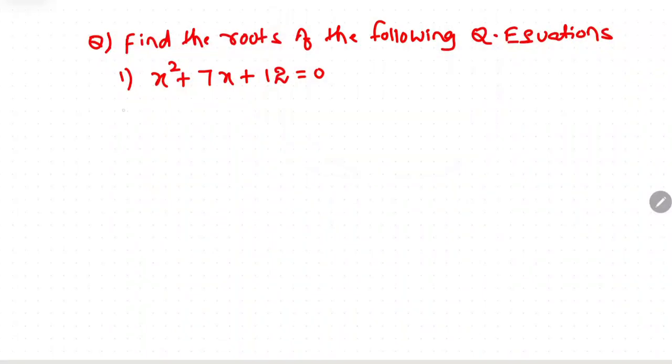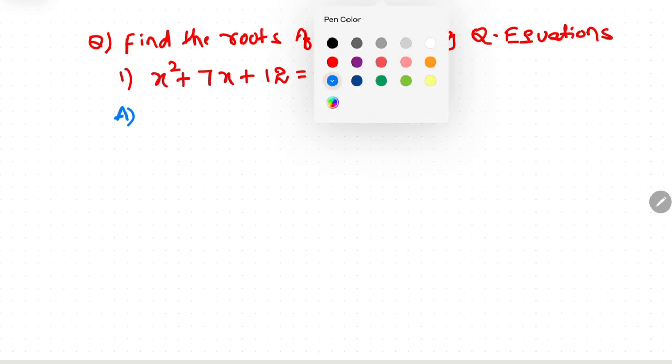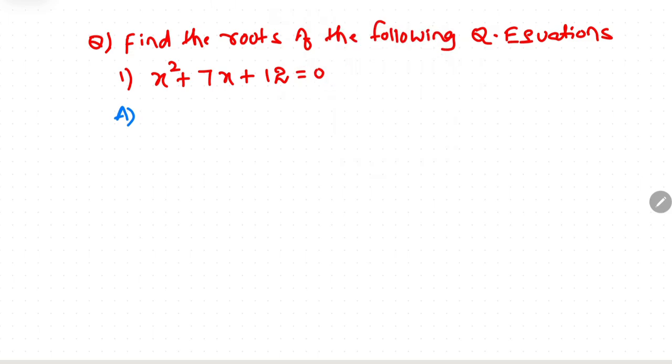Finding the roots of a quadratic equation. To any quadratic equation, we are having two roots because the degree is 2. Here, for any quadratic equation ax square plus bx plus c is equal to 0, as it is having degree 2, we are having two roots. One is alpha, another one is beta.